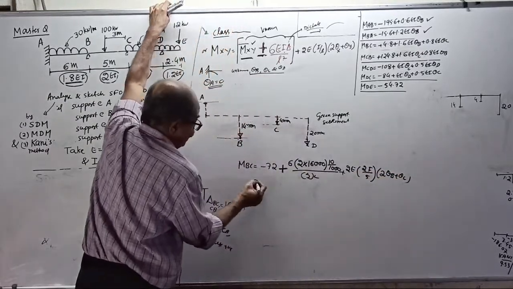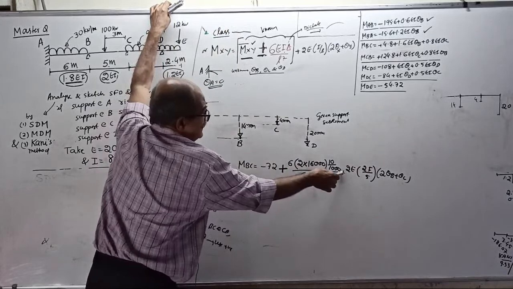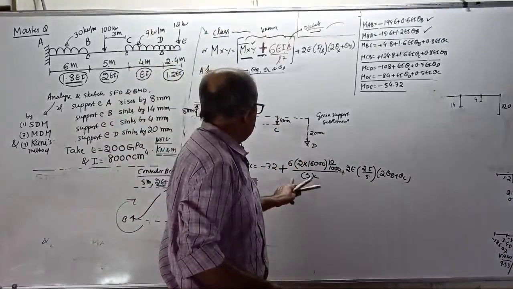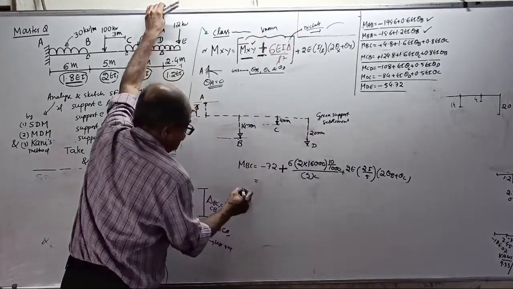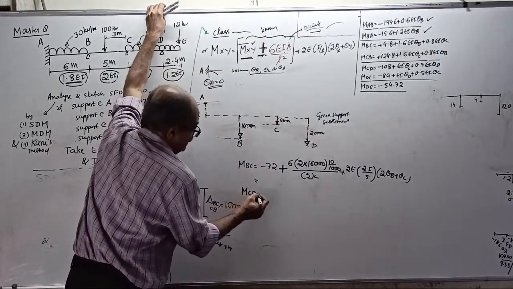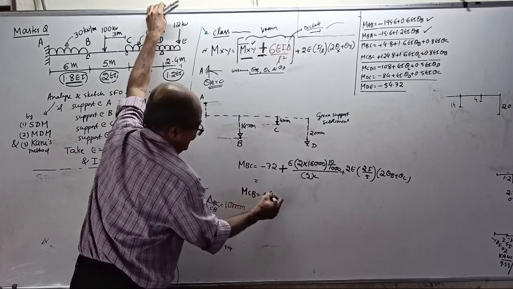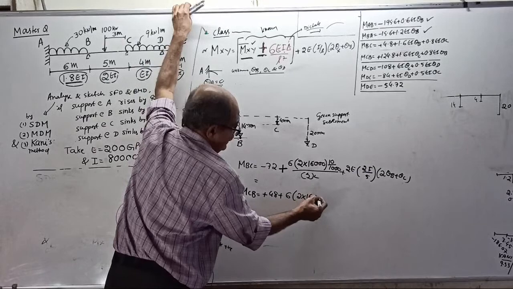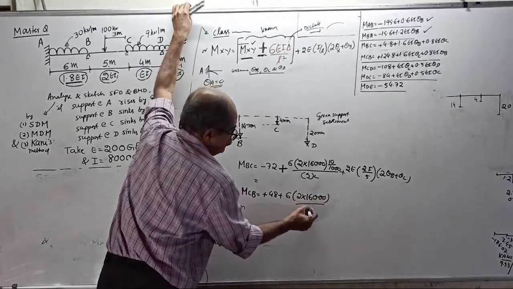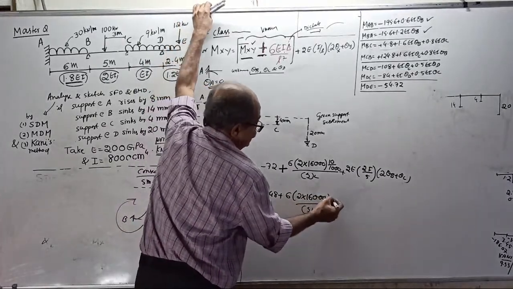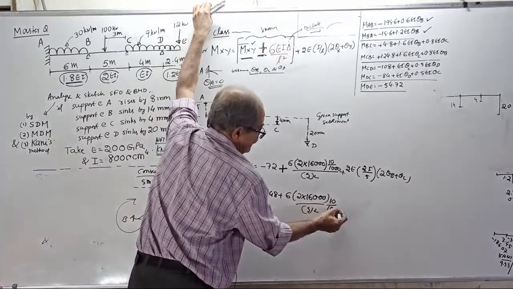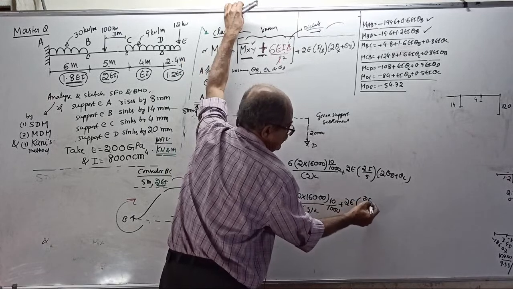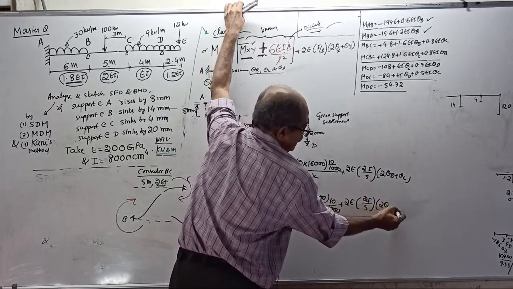No zeros. These two numbers together, tell the number, quickly. Plus 48 plus 6 into 2 into 16,000 by 5 square into 10 by 1,000 plus 2E into 2I by 5 into 2 theta C plus theta B.